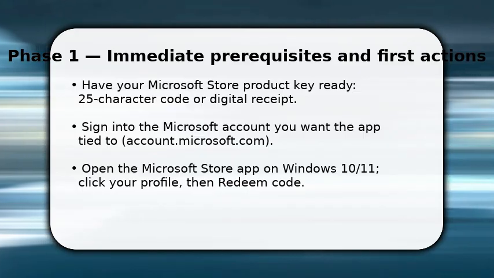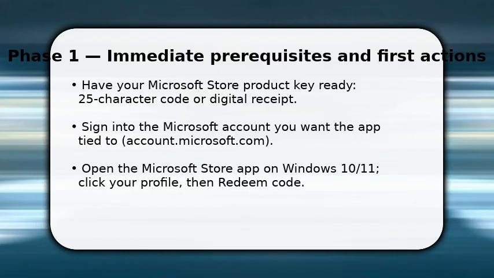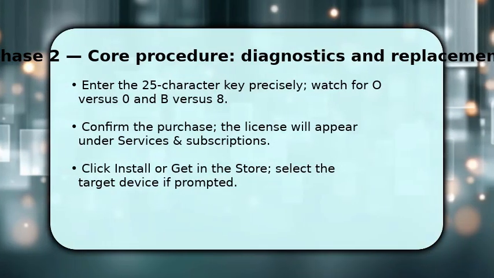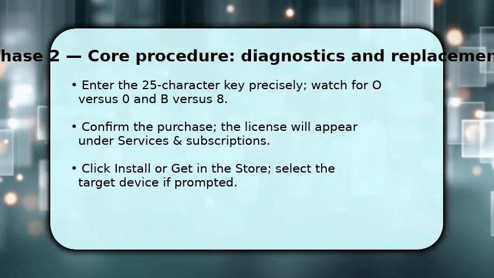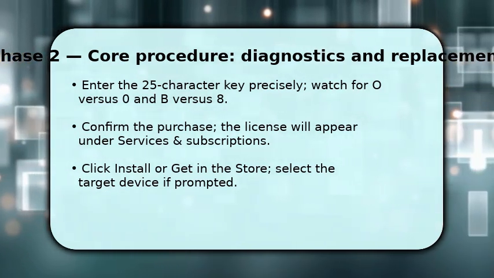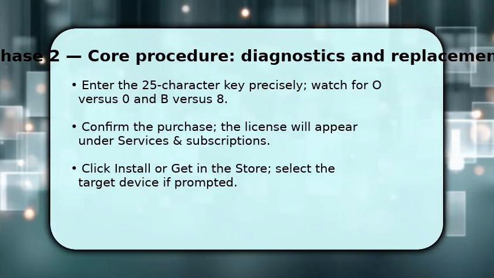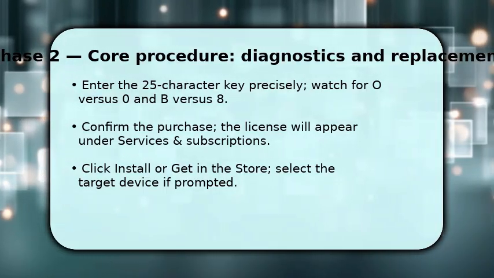Do this immediately because keys lock to the first account used, so make sure it's the correct one before you confirm. Now that you've started the redeem process, carefully enter the key, as characters matter. After you confirm, the store validates the code and associates the license with your account. This is why you signed in first.